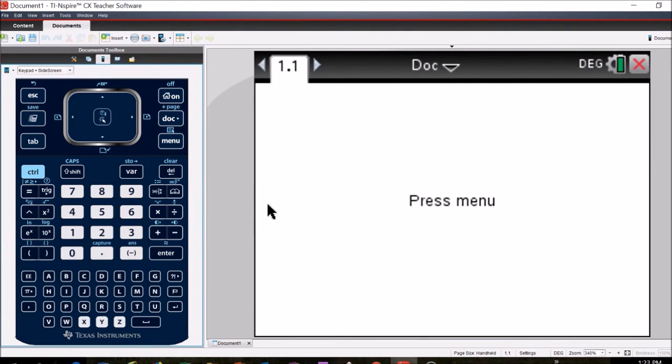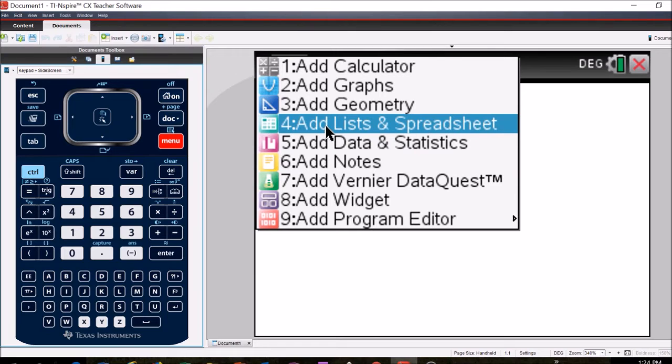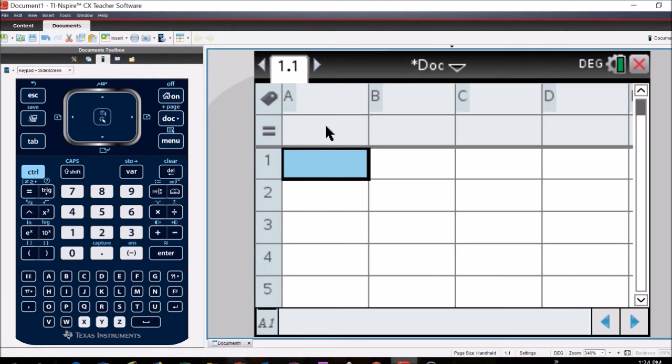All right, to do so, they asked us to press the menu, so I'm going to press the menu. I'm going to add a list/spreadsheet. Always remember to label it. So I'm going to call the first one sprint, and then I'm going to call the second one jump for this one. You can call them whatever you want. It doesn't actually matter, but you have to have something descriptive there.